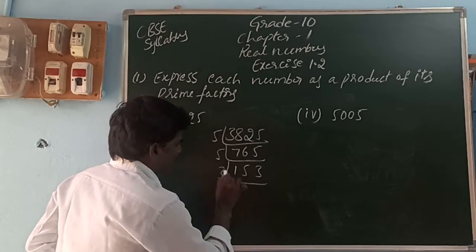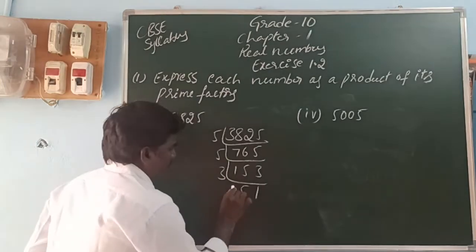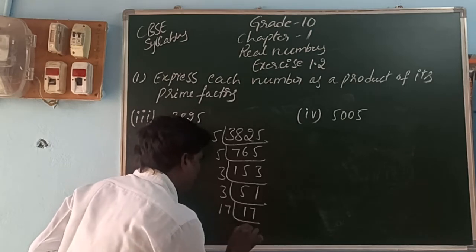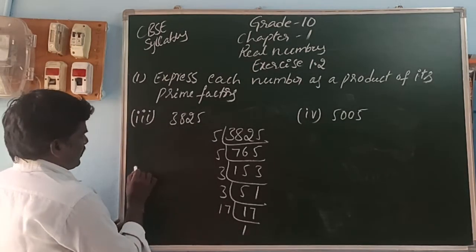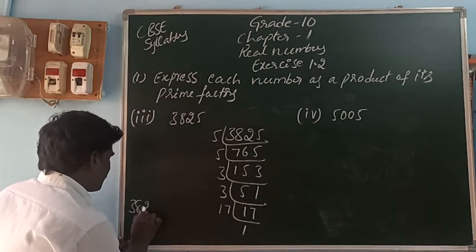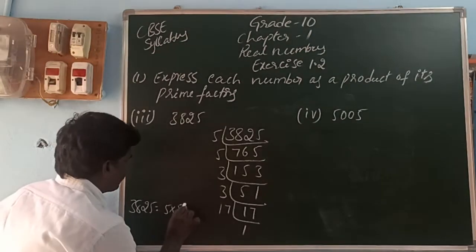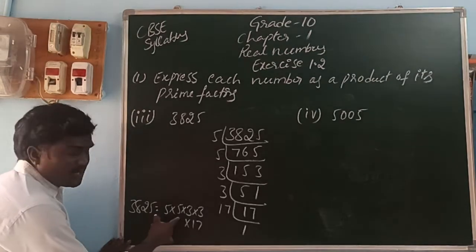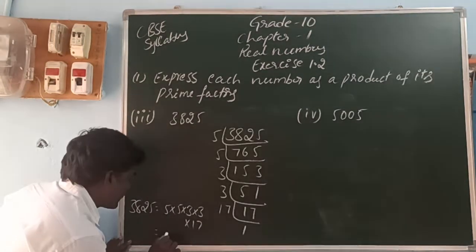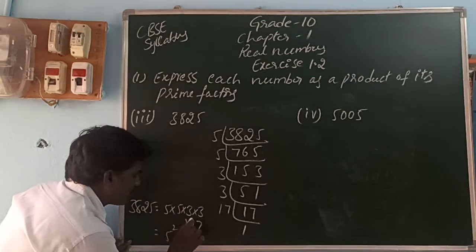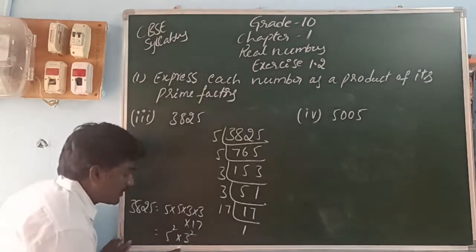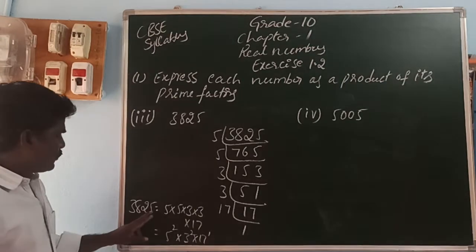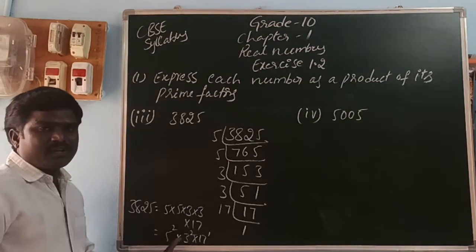Again, 3 fives are 15, 3 ones are 3. Next 3 into 17, then 17 into 1. So here we can write 3825 as 5 into 5 into 3 into 3 into 17. So 5 is multiplied how many times? 2 times. You can write it as 5 square. 3 is multiplied how many times? 2 times. You can write it as 3 square into 17 to the power of 1. So 3825 we can write as a product of prime factors.